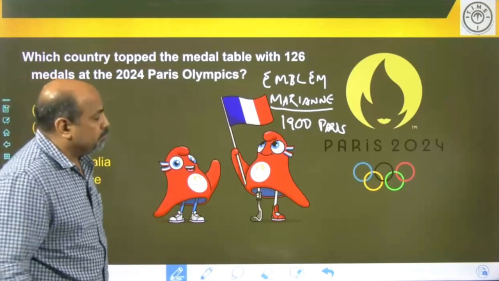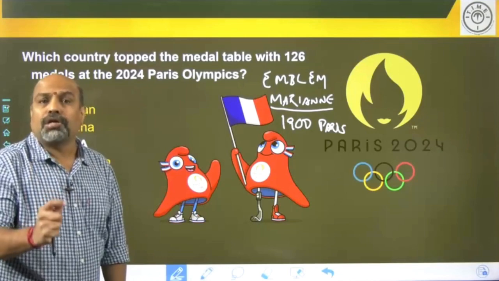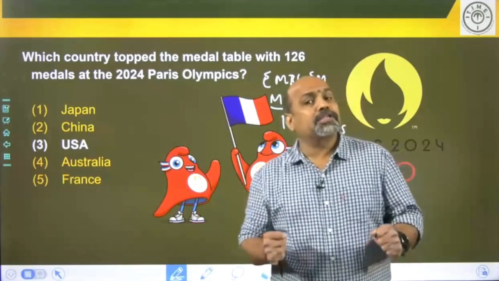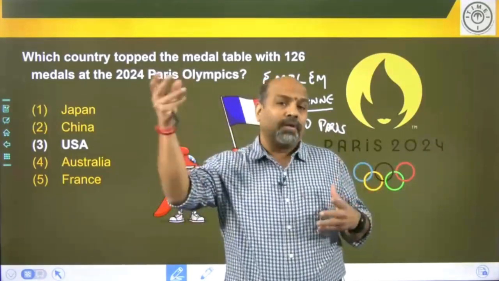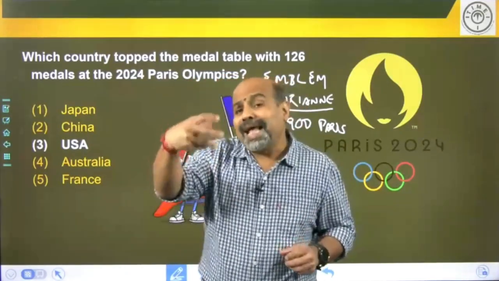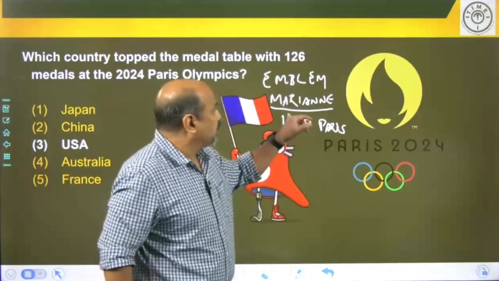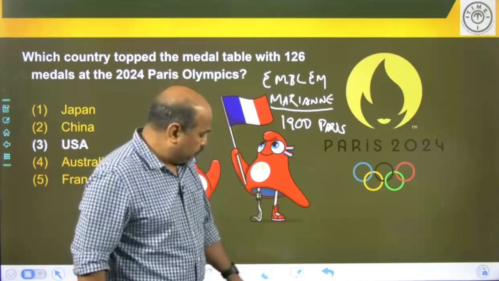One more thing. This Marianne here is the national personification of France. Bharat Mata is the national personification of India. Got it? Let me repeat. Bharat Mata, as you see, Ma Bharat, with a flag, Indian flag and all, is a national personification of our country, Bharat. Similarly, the national personification of France is called Marianne. That's a woman. That's the name. Fair?